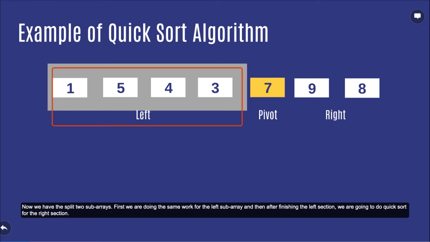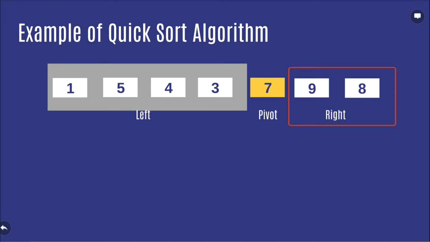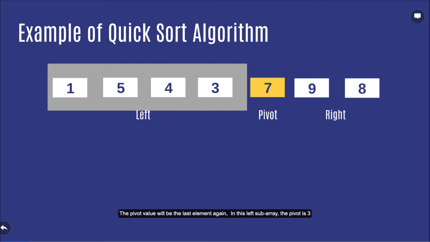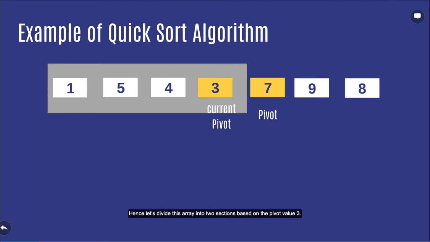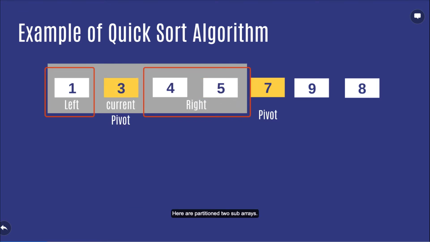First, we do the same work for the left subarray, and after finishing the left section, we are going to do quicksort again for the right section. Now let's do quicksort for the current left section. The pivot value will be the last element again. In this left subarray, the pivot is 3. Hence, let's divide this array into two sections based on the pivot value 3. And here are the two partitioned subarrays.